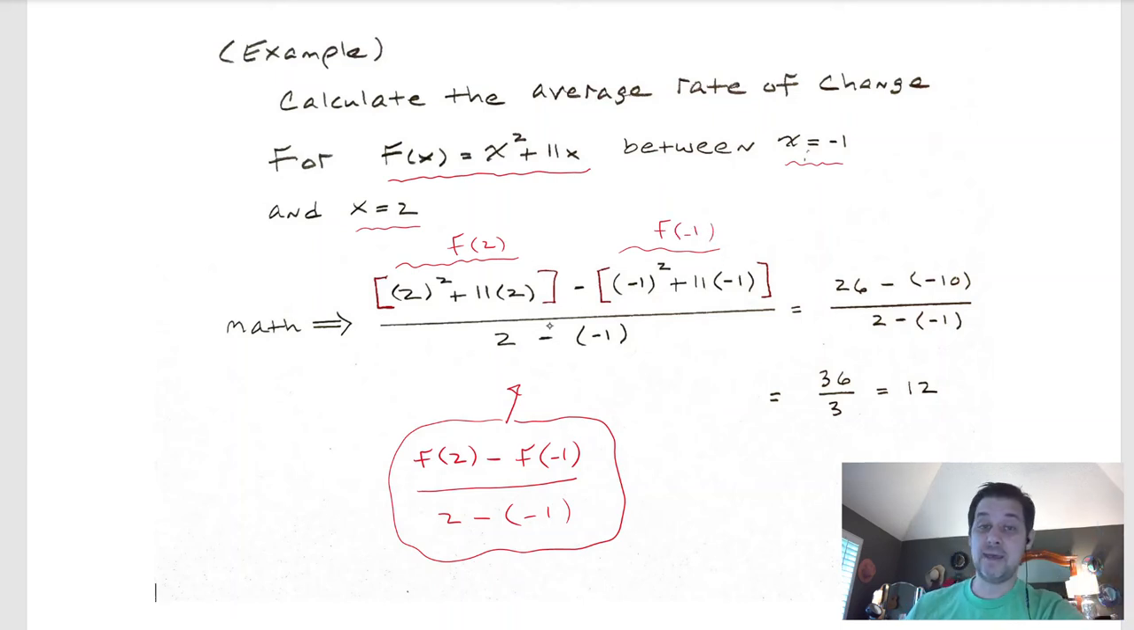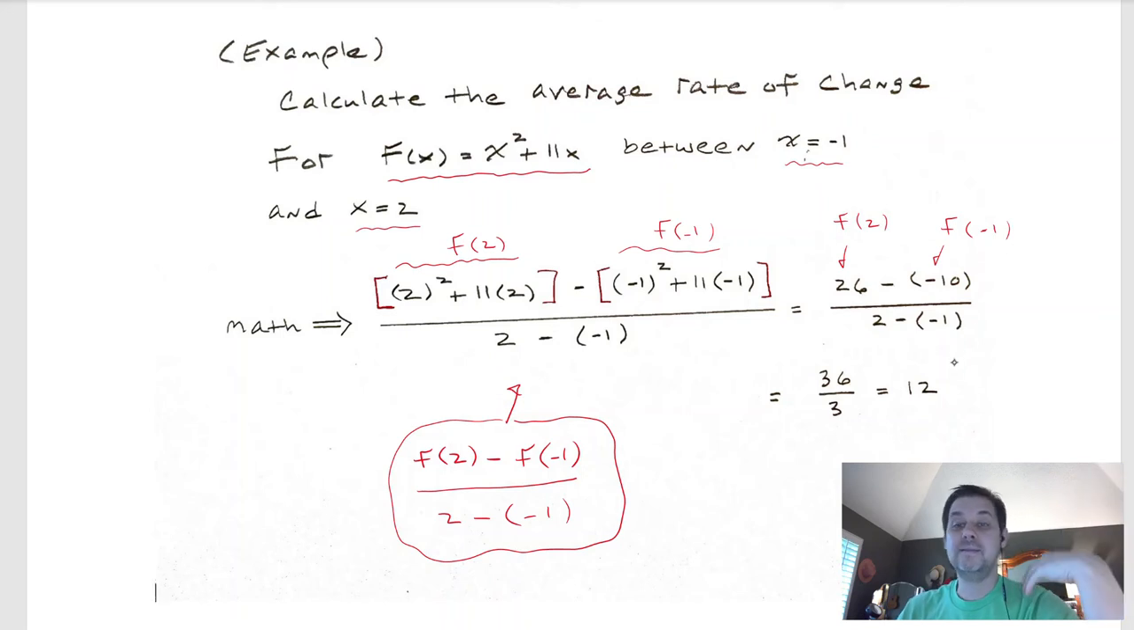Now, if I do the math, here this is 22, and then that's 4, so I'll get 26. So again, that is f of 2. And then 11 times negative 1 is negative 11, and negative 1 squared is 1, so negative 11 plus 1 is negative 10. So that's f of negative 1. And then I'd simplify from there. 26 minus negative 10. Well, I'm subtracting a negative, so that says 26 plus 10. I'll get 36. Down here, 2 take away negative 1. Well, that's 2 plus 1. That's 3.